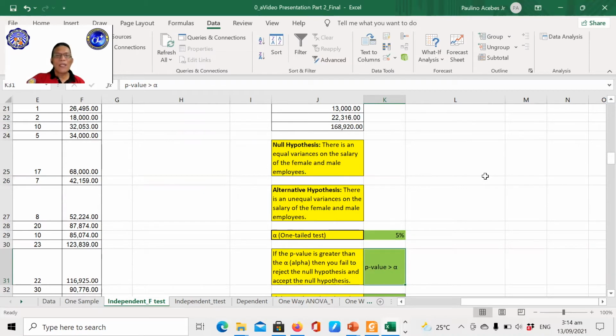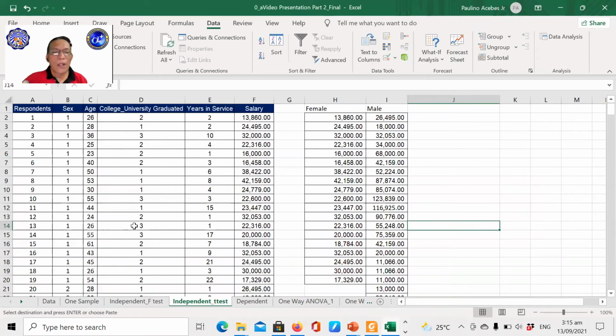hypothesis. So this means that there are unequal variances, not equal variances. If you are going to test this t-test, we are going to use the unequal variances. Okay. Okay, so let us now use the t-test for unequal variances to find out if there is a significant difference on the salary between the female and male employees.